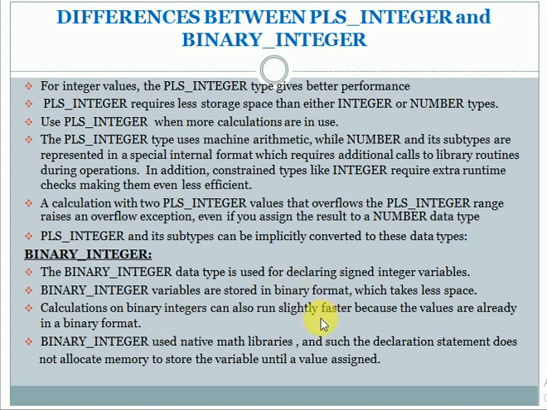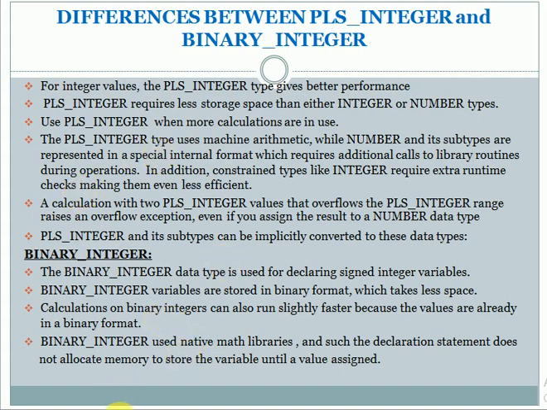Any such declarations or statements do not allocate any memory. If you do not assign any value to a BINARY_INTEGER, it won't allocate any memory; only if you assign a value will it allocate memory. So automatically it won't utilize any memory from the system if you're not assigning values. That is the major advantage you can find in PLS_INTEGER and BINARY_INTEGER.